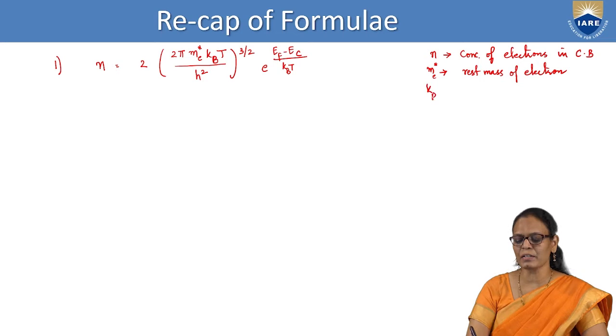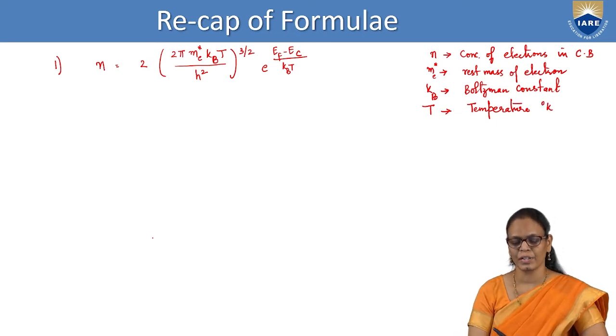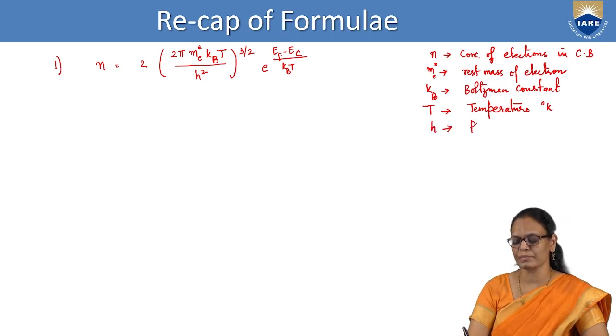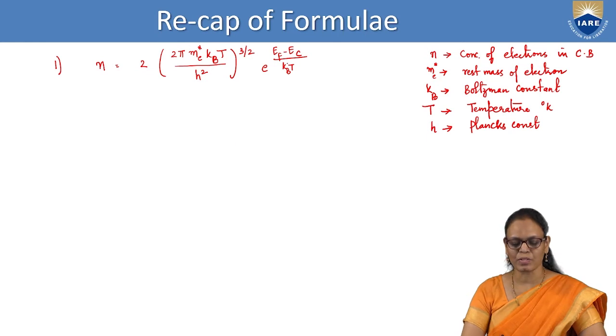And kB here is the Boltzmann constant. It is a constant which was given by Boltzmann, so we are using that constant here. T is the temperature, which we always consider in SI unit, that is in degree Kelvin. And h here is the Planck's constant.